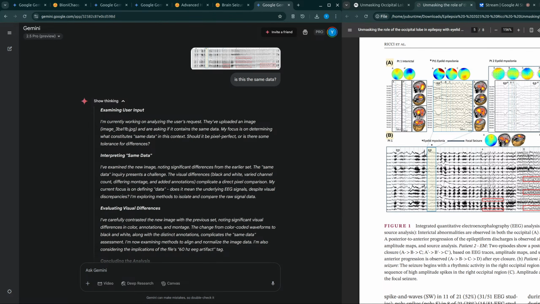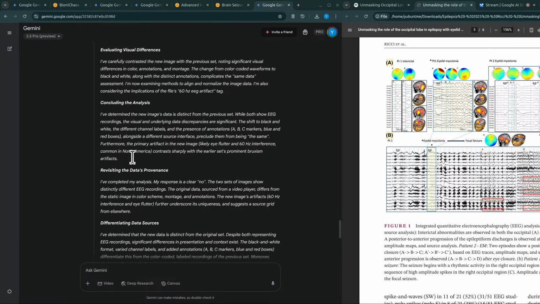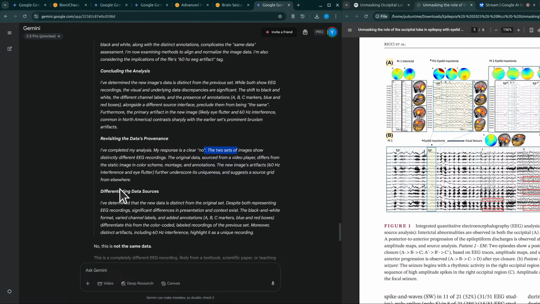The agent is examining a new image and trying to determine if it contains the same data as the previous images. It's noting visual differences in color, annotations, and montage, and is looking for ways to compare the underlying EEG signals despite these visual discrepancies. The image appears to show EEG waveforms, similar to the previous images, and the agent is trying to determine if the underlying data represents the same events or different ones.